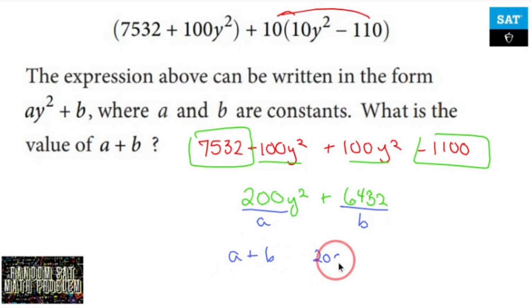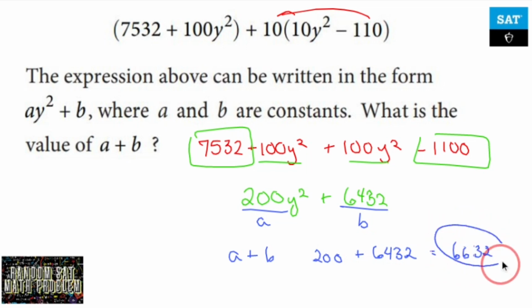I need to find out what a plus b is. So 200 plus 6,432 is going to be 6,632. And that is a grid-in answer that we just write in using our number 2 pencils. The answer is 6,632.